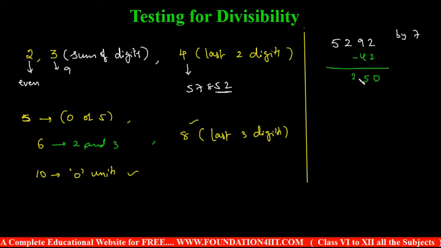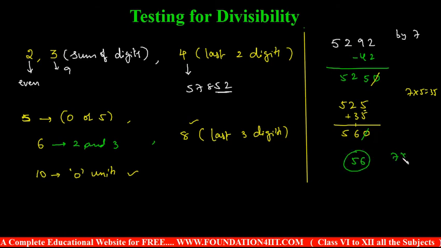Now what remains is 525. You can strike off the zero. Instead of checking 5292, just check 525. It ends with 5, and in the 7 table, 7 into 5 is 35. Write 35 and add or subtract; I'm adding. So we get 0, and it is 56 remaining. Is 56 in the 7 table? Yes, 7 into 8 is 56. That's it. This number is divisible by 7.